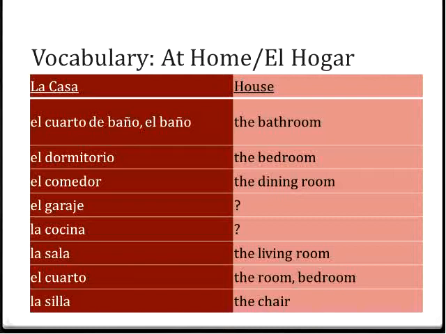Okay, so when you go over your vocabulary, make sure you print that out. I'm going to go over the pronunciation. You guys can follow along with me and try your best as well. We have el cuarto de baño, el baño, el dormitorio, el comedor, el garaje. What's el garaje? The garage. La cocina, kitchen. Okay, la sala, el cuarto y la silla.